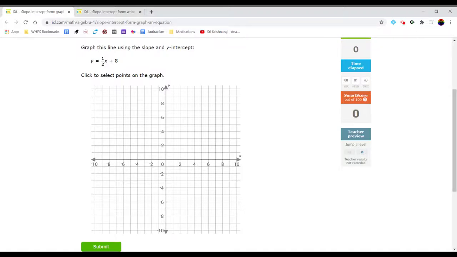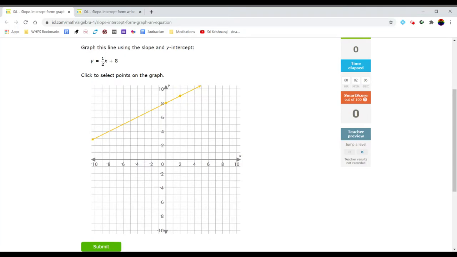All right, so I'm just going to work through a couple quick examples on IXL. The first of which is graphing when given the slope-intercept form. So for this function, I'm going to start at the y-intercept. So this number at the end is the y-intercept, so I'm going to start at 8. And then my slope is 1/2. That's positive 1/2, so that means I'm going to go up 1 and to the right 2.